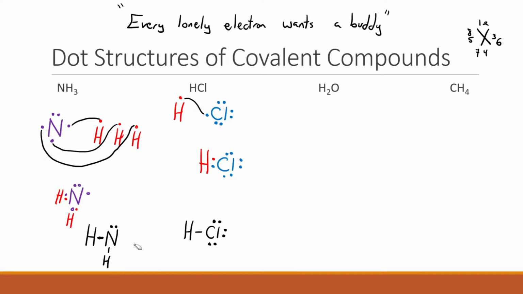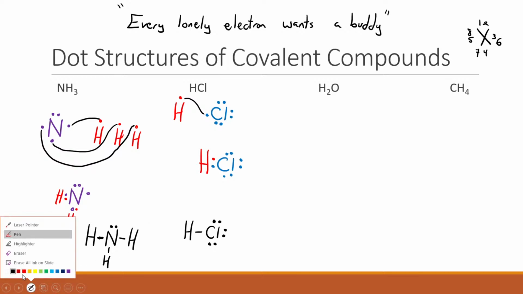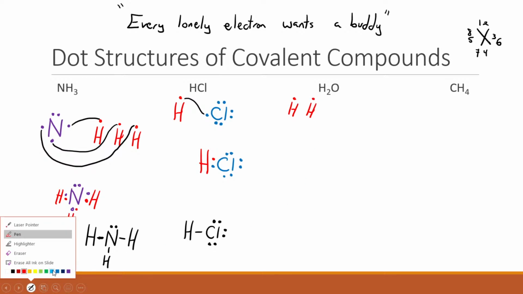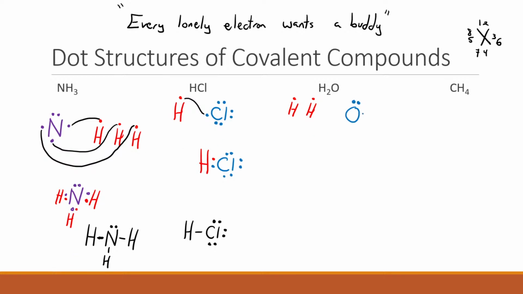Right, so when we move on to the more complicated ones, after we take a look at the last 2 here, we're going to see it's always about being complementary. It's always about making all present atoms stable. For H2O, for water, we're going to see 2 H's. Let's go back to blue here for our O with 6 valence electrons.